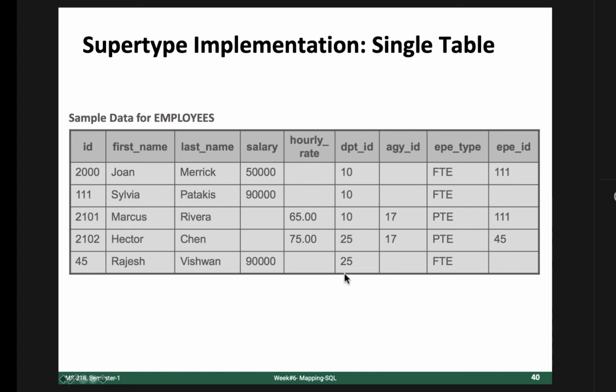Here you can see that because we are adding one employee type, FTE, full-time employee, that's why this hourly rate is empty or null. But this employee is part-time, so salary is null. That's why salary and hourly rate were optional. Just remember that optional means you can leave that column empty, no problem, null values.